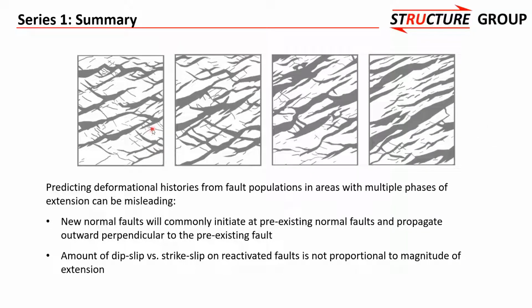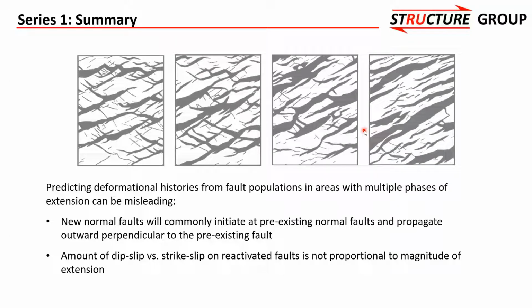But we know that the extension directions varied significantly between the second phases of all these models. Also, the amount of dip slip versus strike slip on the reactivated faults in this is not proportional to the magnitude of extension. So if you were to look at these fault patterns without the other information, you may infer, oh, the faults over here in this map on the right, they must have undergone more extension. They must have been a larger magnitude of extension during the first phase on this map, which again is not true since they both underwent the exact same boundary conditions as far as the magnitude of extension. It's more of a function of how much dip slip versus strike slip occurred.